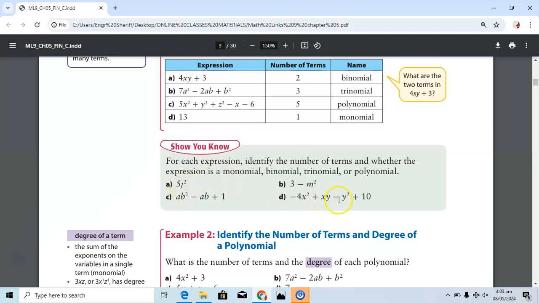When you have 5j squared, 3 minus m squared, b squared minus a plus 1, minus 5 squared plus x1 minus y squared plus 10. These are questions being given to you to answer.